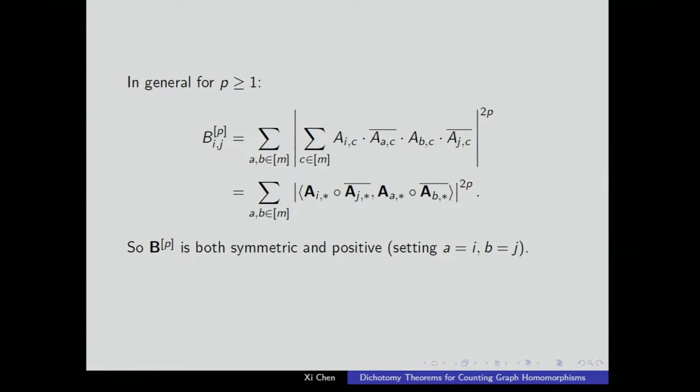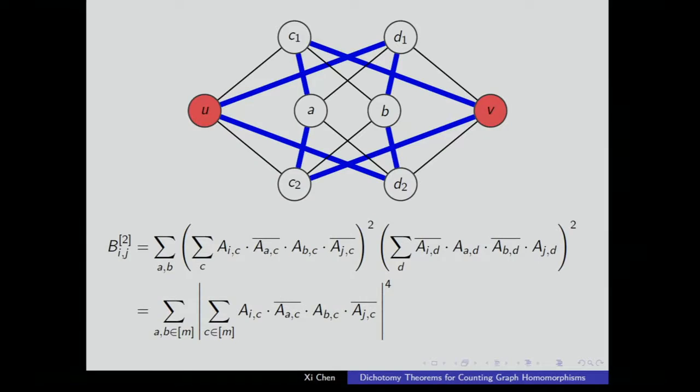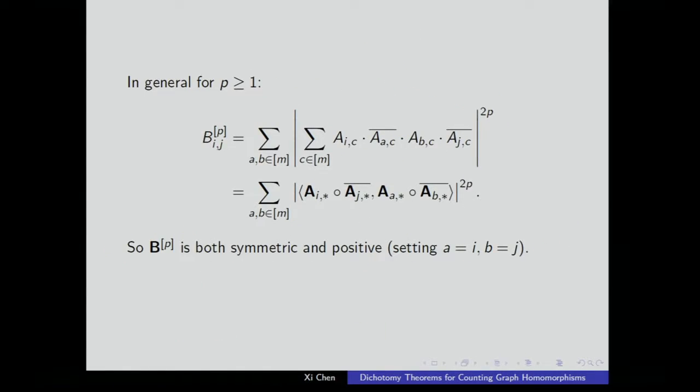It's also symmetric. Now it's not straightforward from this expression, because in this expression, AI and AJ are not the same. Like we have a conjugate on AJ, but it's not surprising because if you go back and look at the gadget, it is symmetric on U and V. And also, this IJ is equal to JI because we have this sum over all possible A and B here. So these are symmetric and positive matrices. It's like the best place to apply the dichotomy theorem of Bulatov and Grohe.